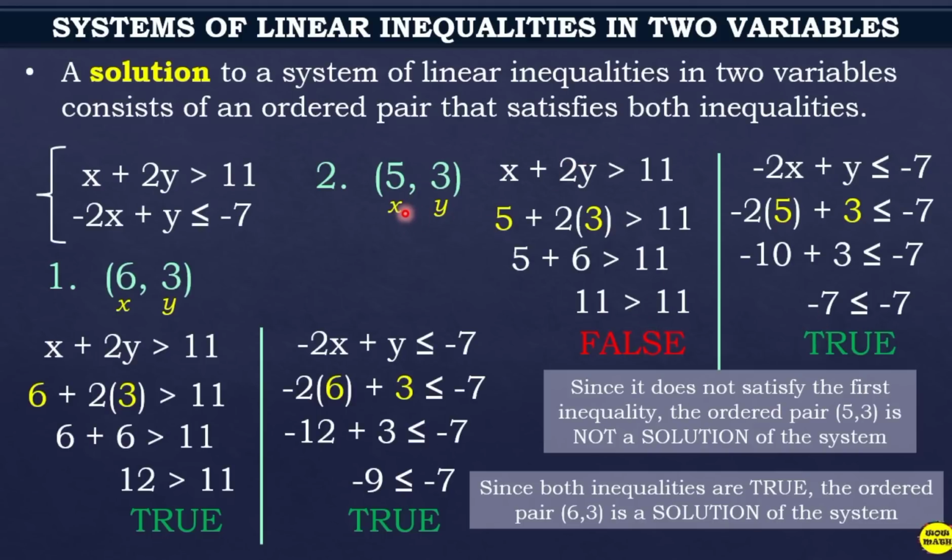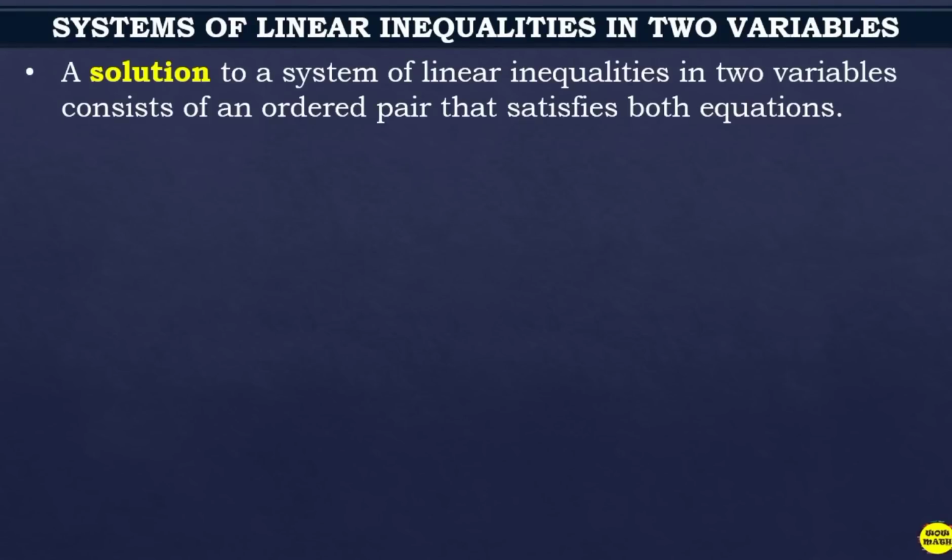So therefore, 5, 3 is not a solution to the given system, but 6, 3 is a solution. Okay? So, ito po ang paraan kung paano natin malalaman na solution siya or hindi. So, kapag hindi siya nag-true pareho, ibig sabihin not a solution. If it's both true, that is a solution. Alright, so let's have another example.